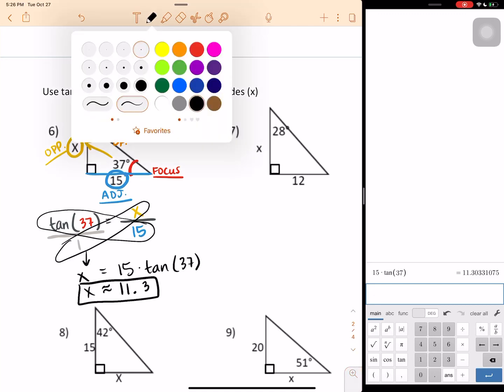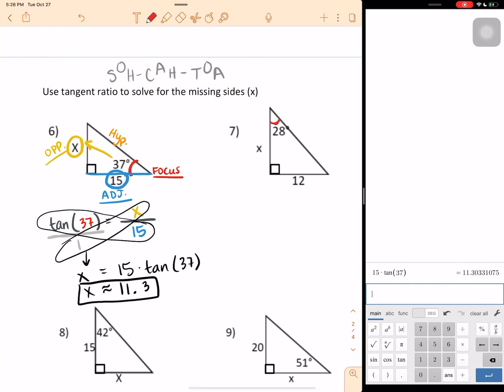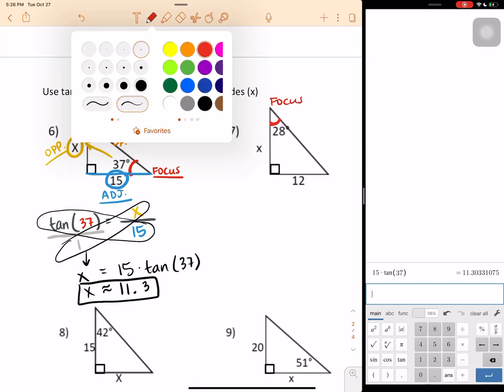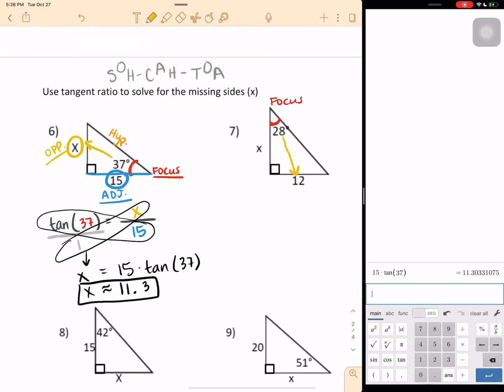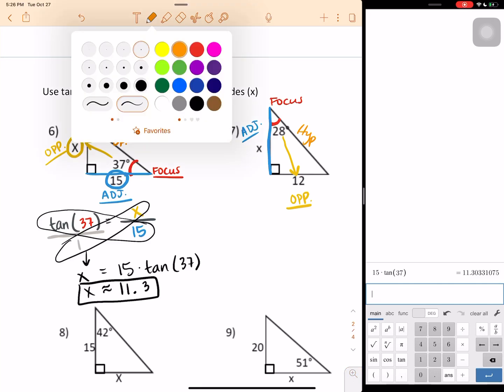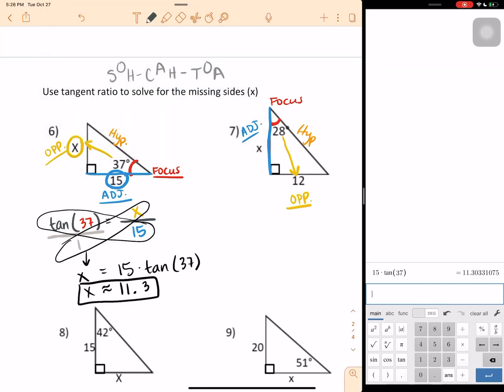All right, so same thing over here. My focus angle is the 28 degrees because that's what they gave me. So that's going to be my focus for this problem. And then my opposite is across from the 28. And then my adjacent is touching the focus and the right angle, just like the one was on number 6. So this one is the adjacent. And again, in this one, we don't have the hypotenuse, but I'm going to write which one it is anyway. This is the hypotenuse. But we are focusing on, for this ratio, opposite and adjacent. And that one would be tangent once again.